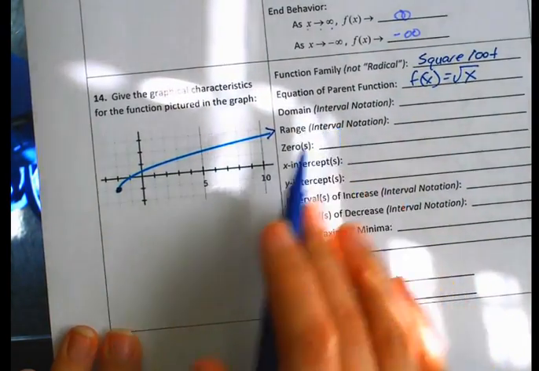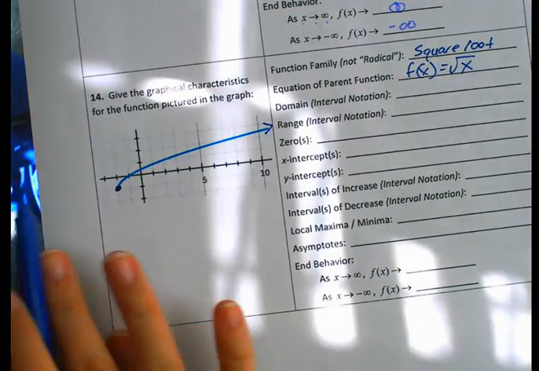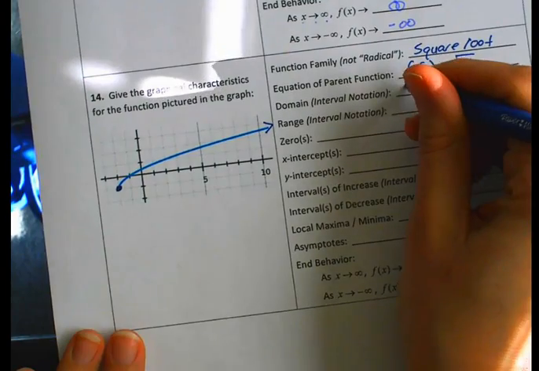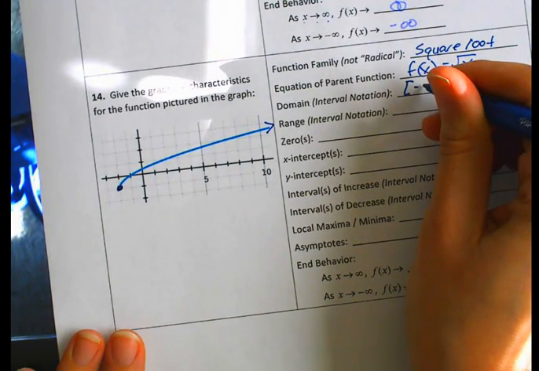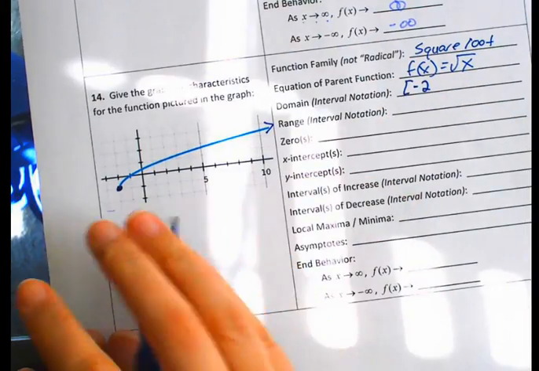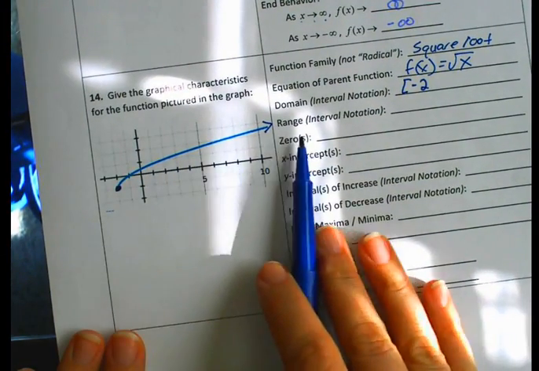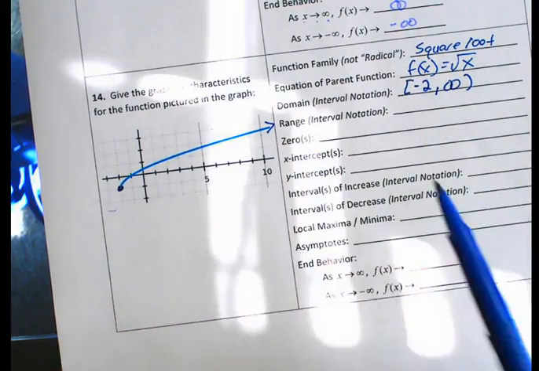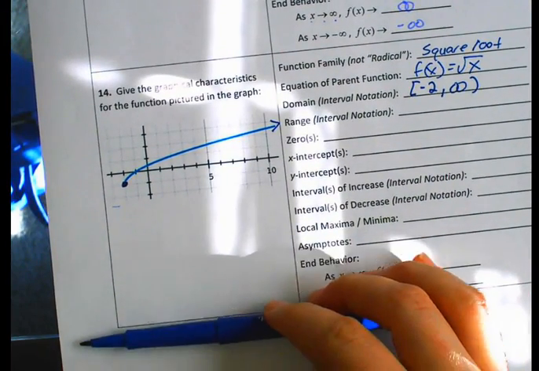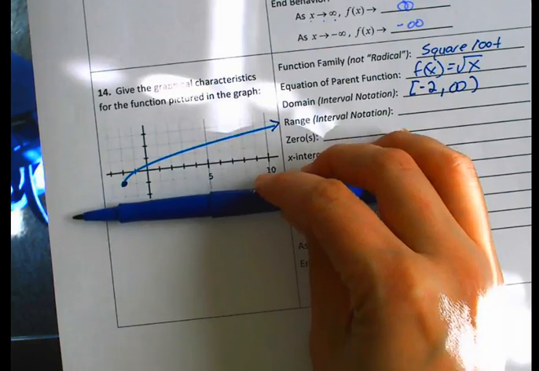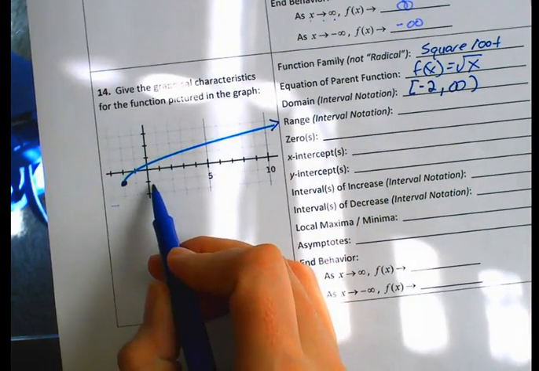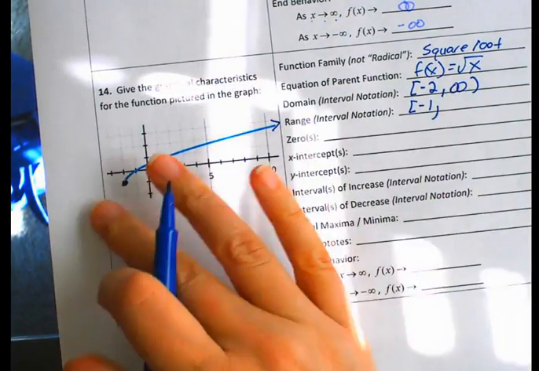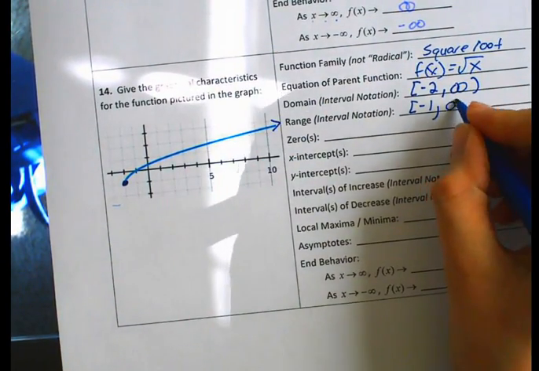Domain, so for the domain I'm starting on the left. There's nothing over here to the left. So my first value for x is at -2 and there is a starting point or an end point there. So -2, and I continue on from left to right, so I know that goes to infinity. Range, I'm going to start down here. Notice there's no values down here. My first value is -1, and then the graph keeps going up, so that's going to go to positive infinity.